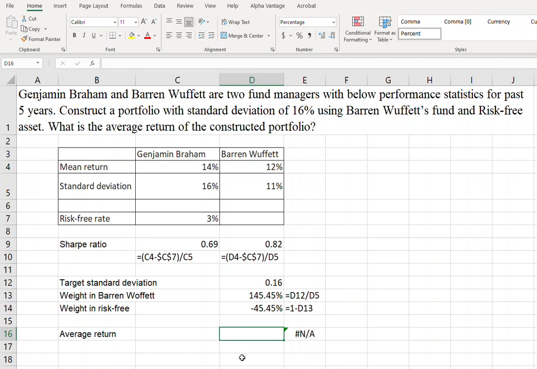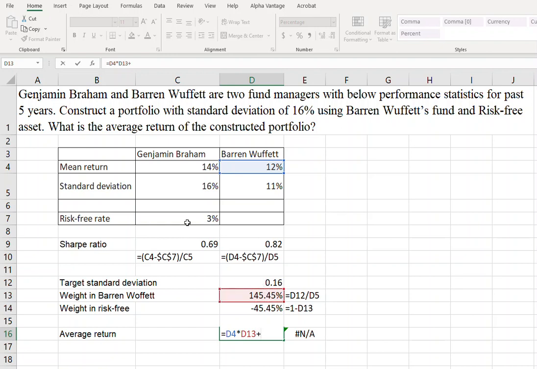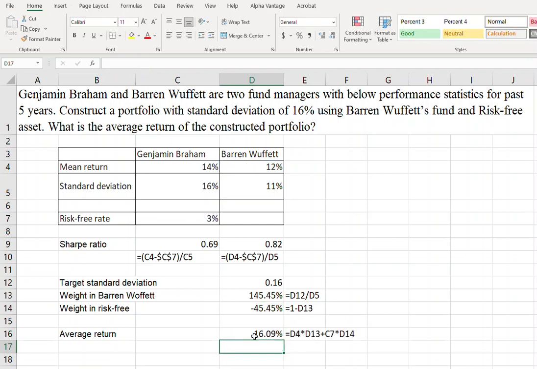So then our average return is going to be equal to the return that we get in Woofet times the weight in Woofet, plus the return on the risk-free times the quantity of the risk-free. So notice we're long here, short here, so those balance out. And so what we find is by going extra long in Woofet, we raise our return from 12% to 16.9%.